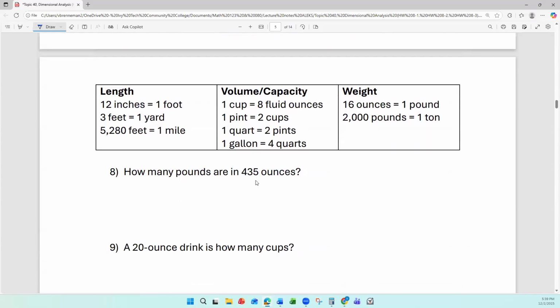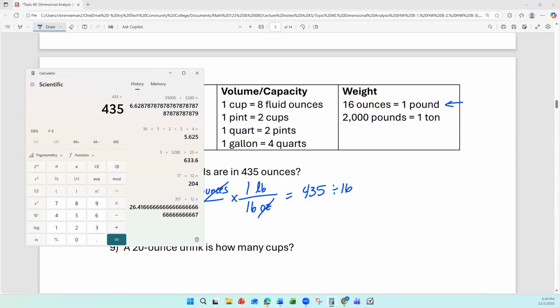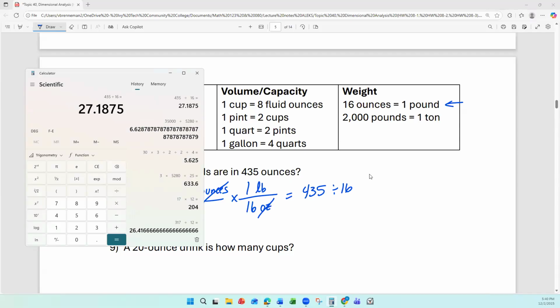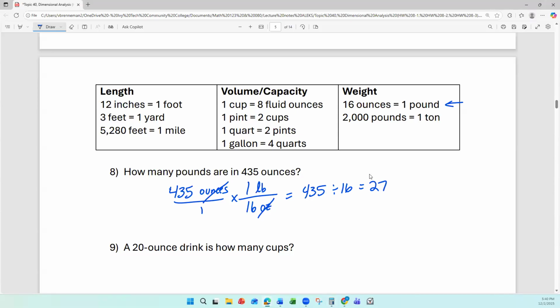Number 8, how many pounds are in 435 ounces? Starting with the 435 ounces over 1. And I have 16 ounces equals 1 pound. Put the 16 ounces on the bottom to cancel the ounces on top and the 1 pound on top. So 435 divided by 16. It's 27.875.